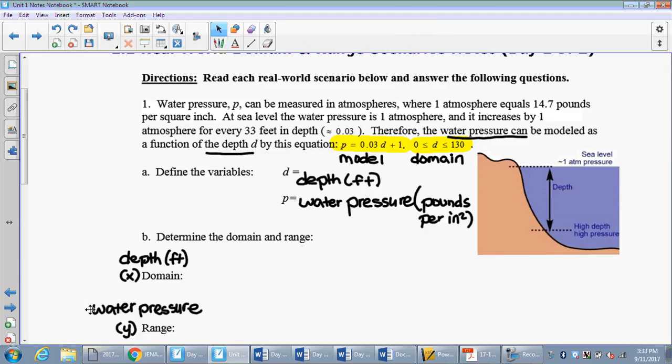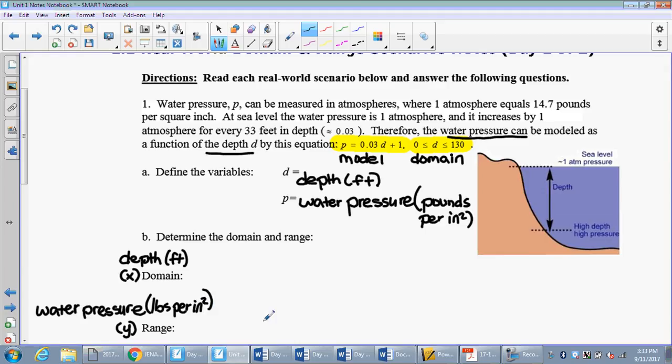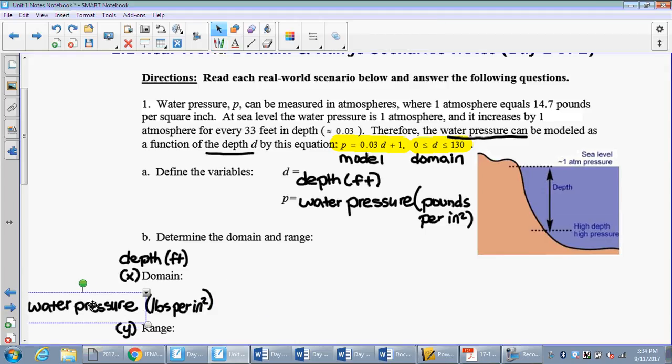I'm actually going to move this over a little bit. Water pressure in pounds per square inch. So now that we have a real-world meaning, domain is no longer just about the X values, it's about the depth. Range is no longer just about the Y values, it's about the resulting water pressure.